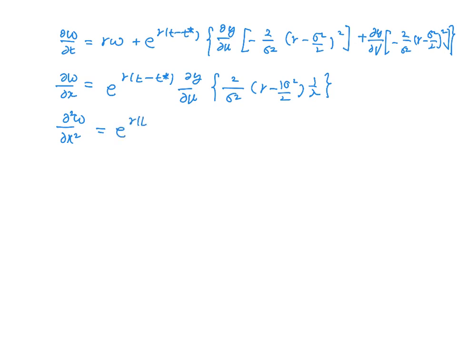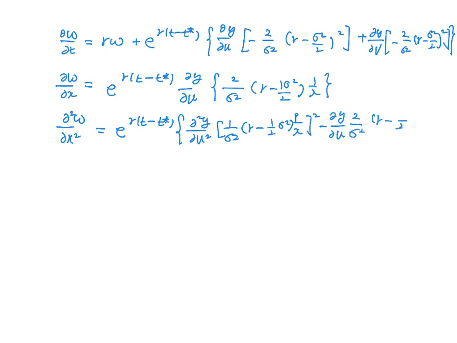Exponential r t minus t star, partial u square partial square y, 1 over sigma square r minus 1/2 sigma squares, and x square minus partial u partial y 2 over sigma square r minus 1/2 sigma square x square.